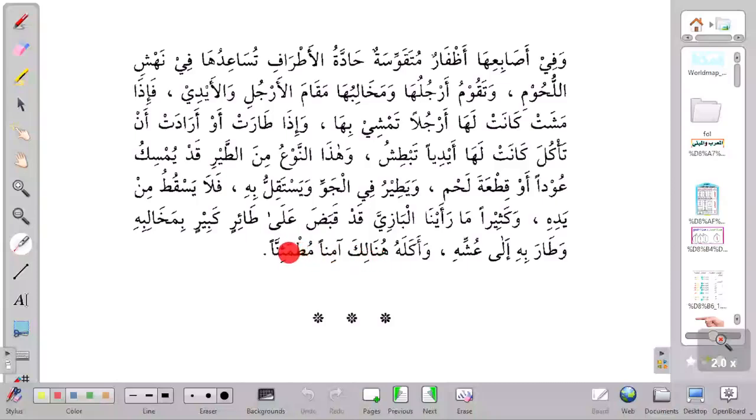Aminan mutma'innan. Aminan, peaceful. Mutma'innan, rest assured. It will go and eat it there, peaceful and rest assured, without any hesitation, without any disturbance, not caring about anything, to eat it, rest assured.